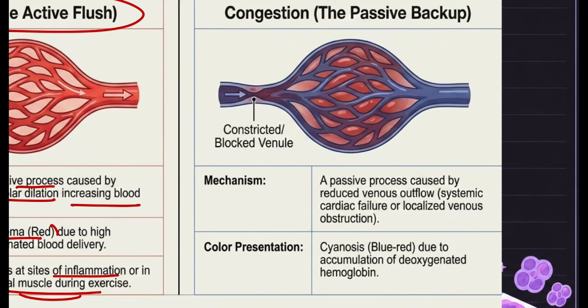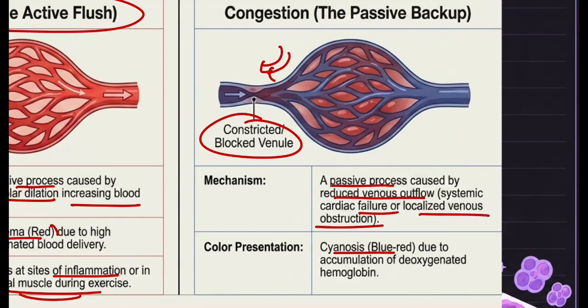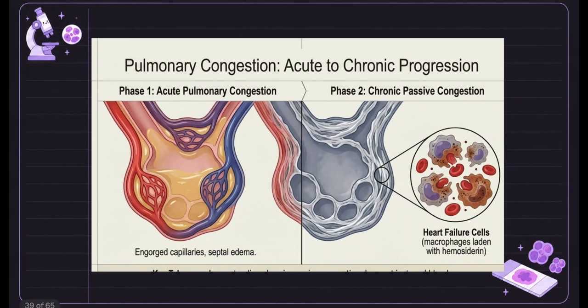Congestion, however, is a completely passive process. The venous outflow is either constricted or sluggish. Old, deoxygenated blood passively backs up. The tissue turns a dark blue-red color. We call this cyanosis. It happens during systemic cardiac failure or behind a localized venous obstruction. This passive venous congestion is incredibly destructive over time.